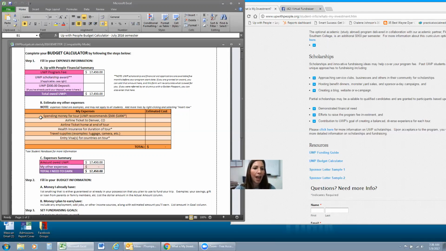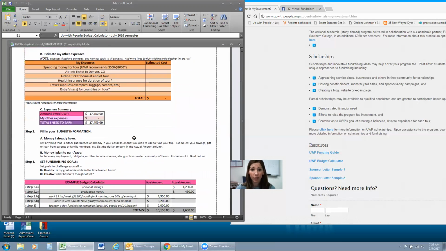So, okay, now you're going to go through the next part, part B, which is your expenses. How much money are you spending for the tour? Again, Up With People recommends $500 to $1,000 per semester. Your airline ticket to Denver, your airline ticket home at the end of the tour, your health insurance for the duration of the tour, and if you have questions on that, please ask your counselor as well. Travel supplies, luggage, camera, etc., and your entry visas for countries on tour. Again, ask your counselor if you have questions on the visas as well.